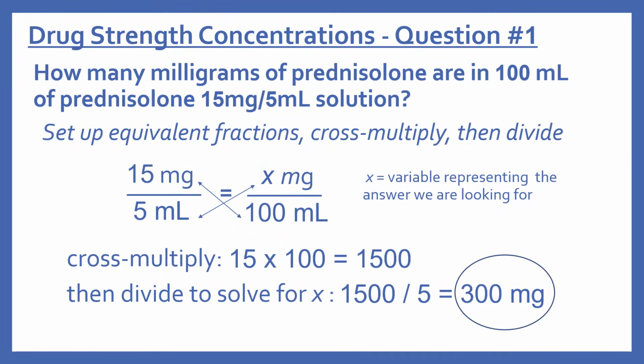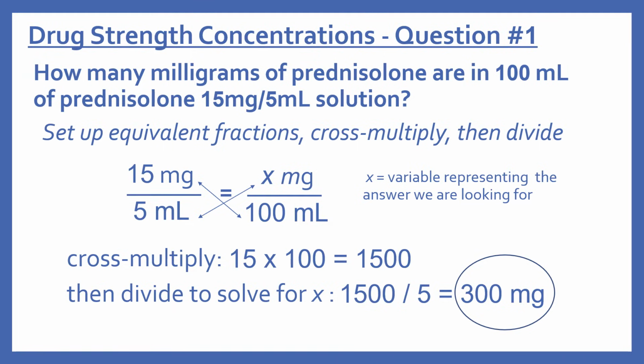Now we'll look at some drug strength concentrations questions. Question number 1. How many milligrams of prednisolone are in 100 milliliters of prednisolone 15 milligram per 5 ml solution? The way we're going to solve this is we're going to set up equivalent fractions, cross multiply, and then divide.